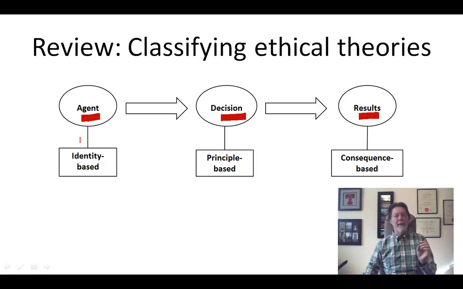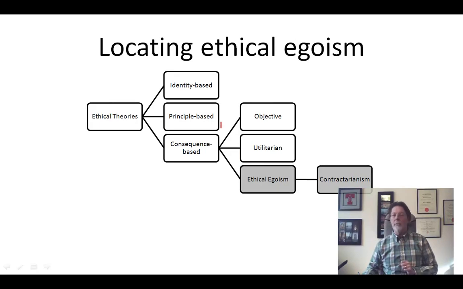So if you look at the nature of the agent, what sort of person that agent is, you're looking at identity-based ethical theories like virtue ethics, care ethics. If you look at the motivations behind the decision, then you are looking at a principle-based system. You're looking at what principles motivate people. And if you look at the outcomes or the consequences, then you're making a consequence-based type of ethical theory. So this conceptual map shows this: ethical theories, identity-based, motivation-based, and result-based. And three types of result-based ones: subjective consequentialism, utilitarianism, and ethical egoism.